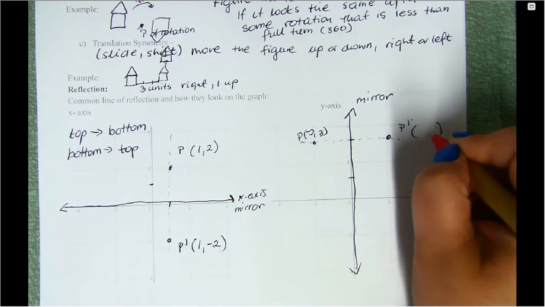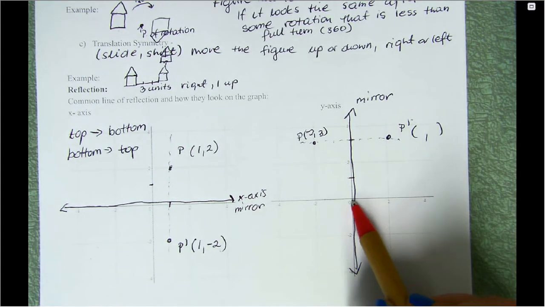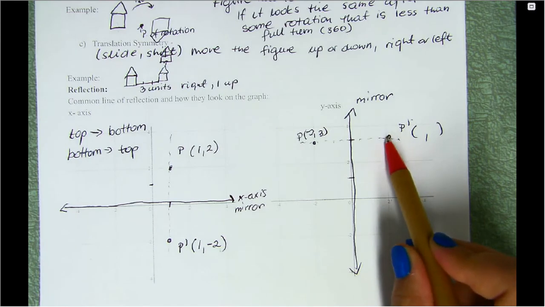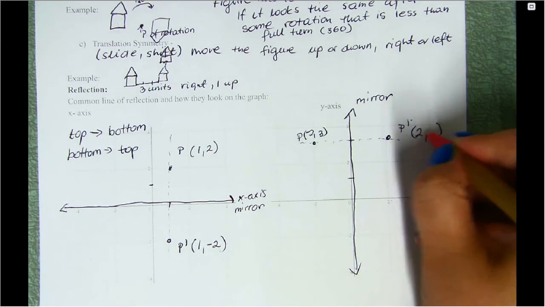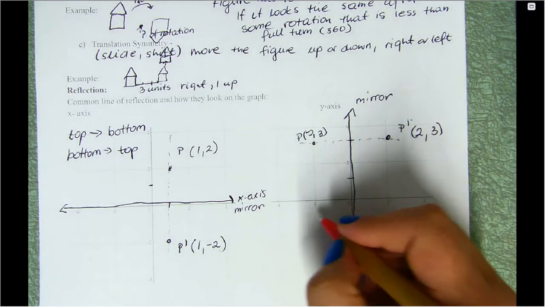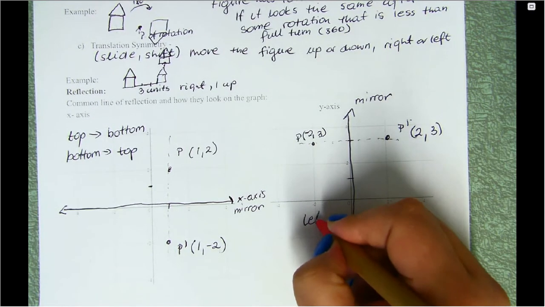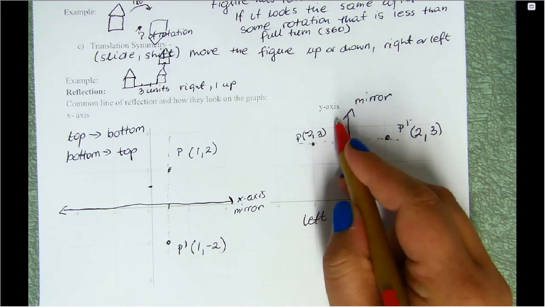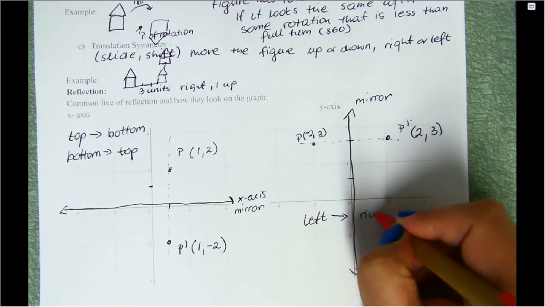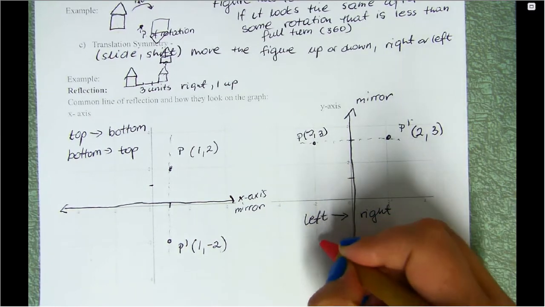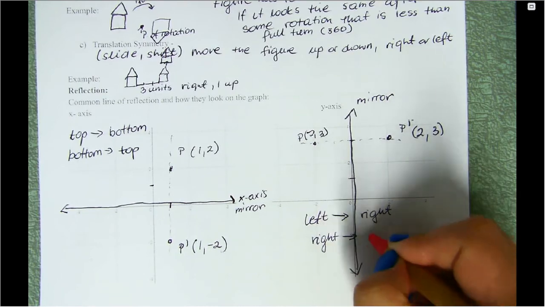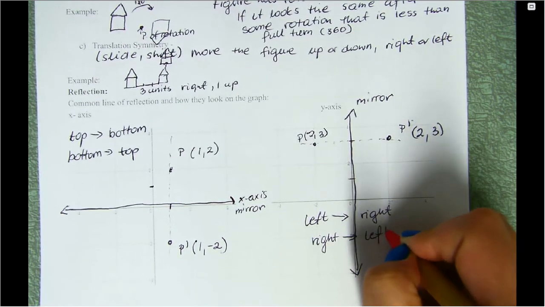What are the coordinates this time? Well, the x value is 2, and the y value is still 3, because that hasn't changed. So what's going to happen? If you're starting from the left and you're using the x-axis as your line of symmetry, you're going to end up on the right side. If you're starting from the right, you will end up on the left.